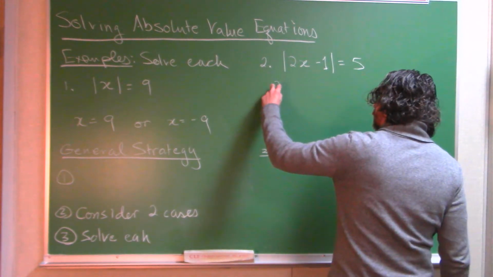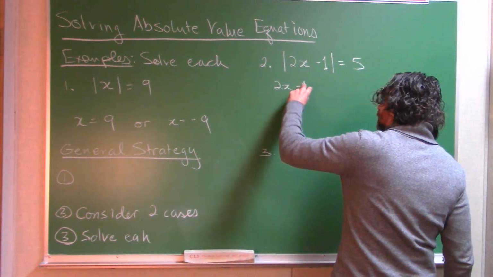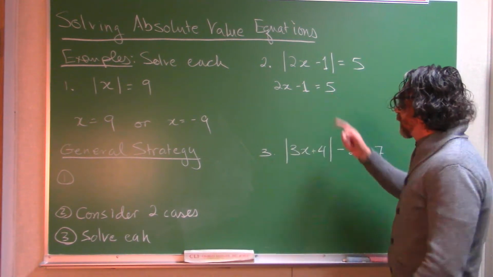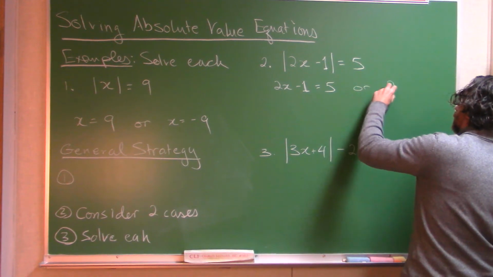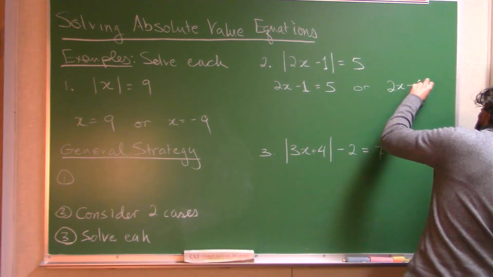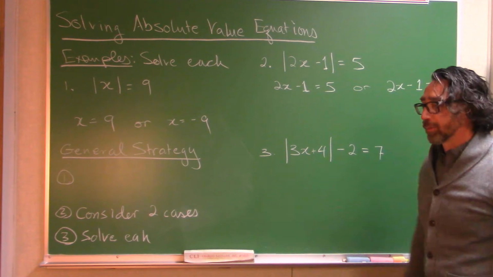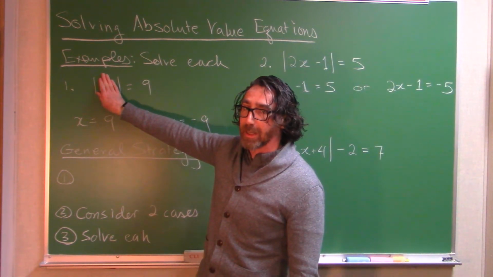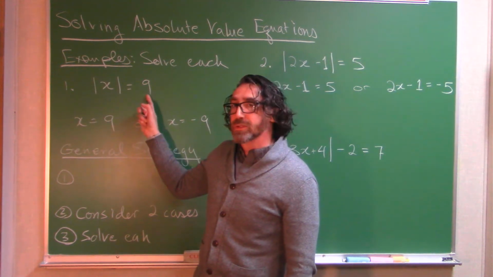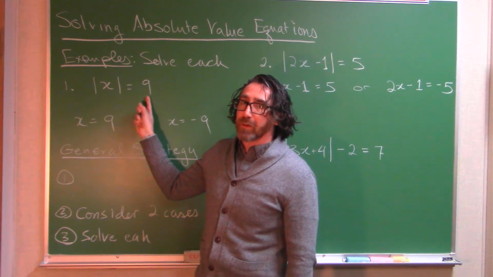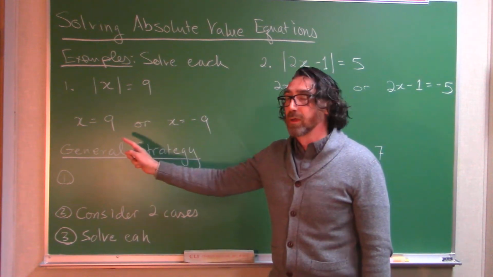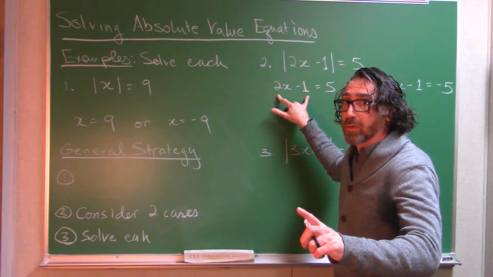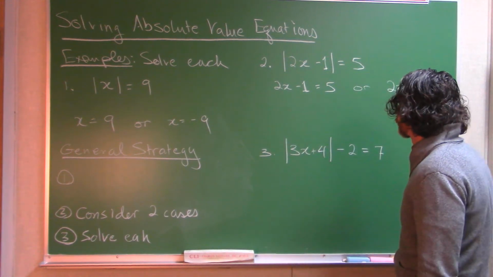So at this stage, after they did 2 times x minus 1, they could have had 5, or they could have had negative 5. Okay, so those are your two cases. You take the expression that is inside the absolute value bars, and you set it equal to the positive version of this number or the negative version of this number. Notice I'm leaving this expression completely alone. Okay, I'm not touching it.